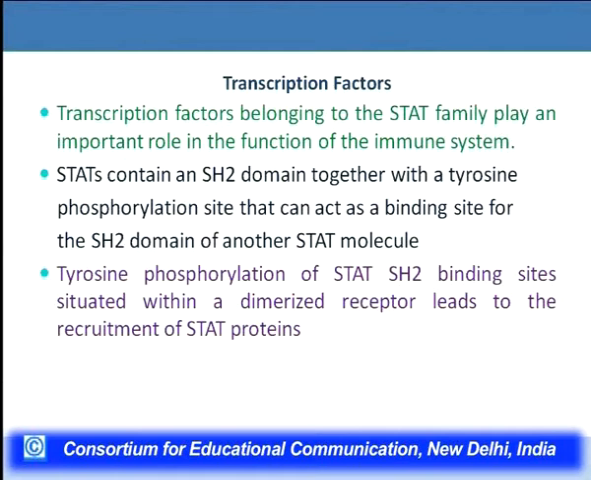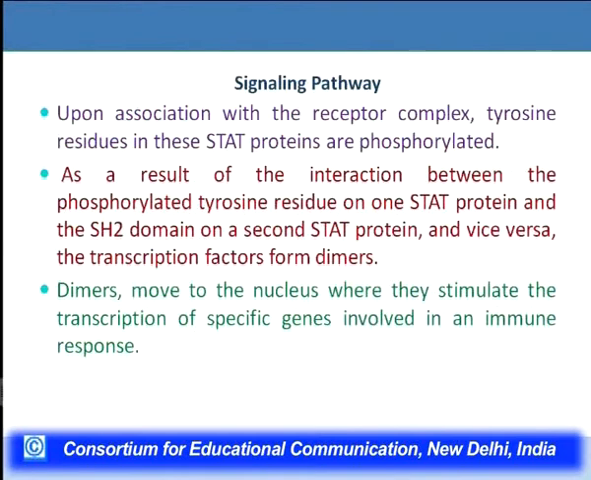So, tyrosine phosphorylation of the STAT SH2 binding site, which is present within a dimerized receptor, leads to recruitment of the first STAT protein. And once this is done, there is an interaction between the phosphorylated tyrosine residue of that particular STAT protein with the SH2 domain of the second STAT protein, and vice versa. And this leads to activation of these factors, which are transcription factors. As I've already told, the STAT family is a family of transcription factors. So we now have two STATs which are bound together. These transcription factors are now forming a dimer.